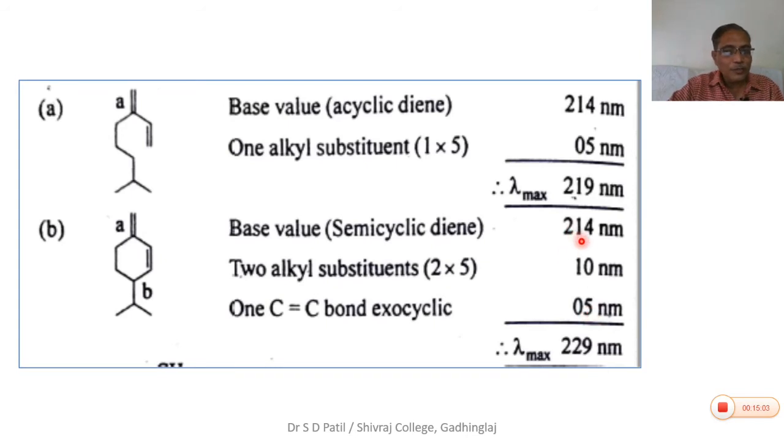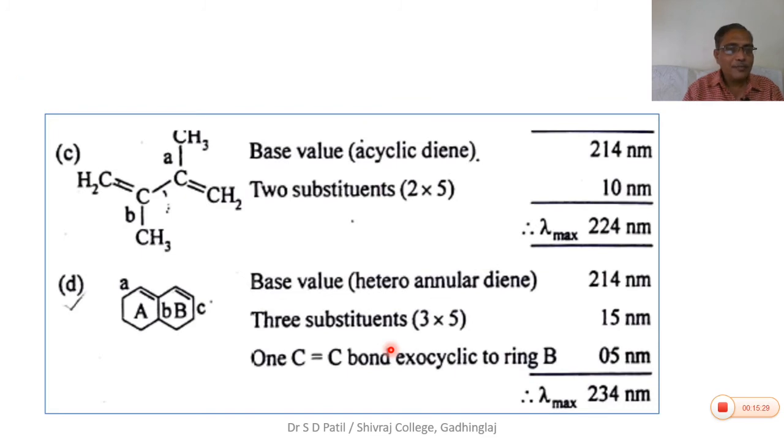So 214 for the heteroannular diene, 2 alkyl substituents plus 10, and 1 exocyclic double bond plus 5. So the total becomes 229 nanometers. We are supposed to calculate these values systematically, giving the references as per the Woodward-Fieser rules or Woodward-Fieser chart. Let us consider a few more examples.